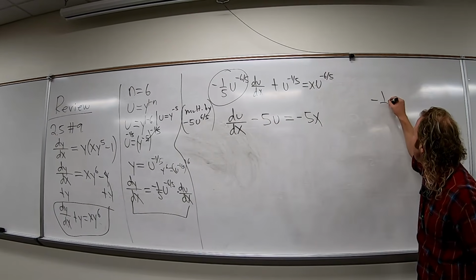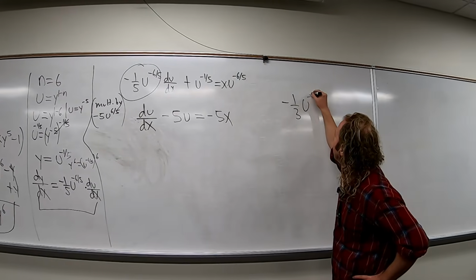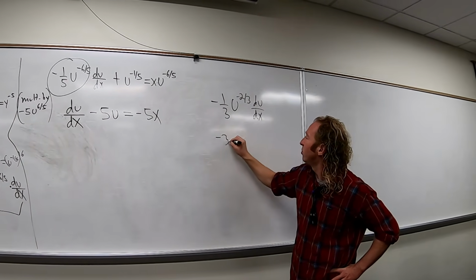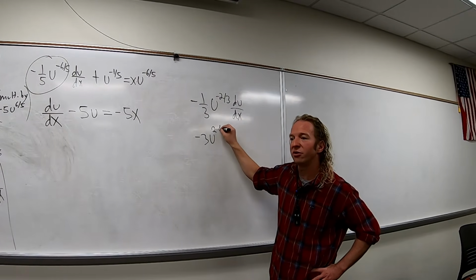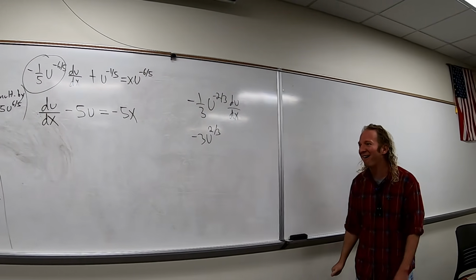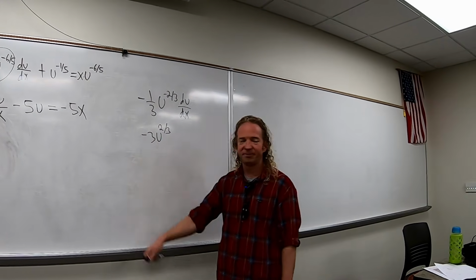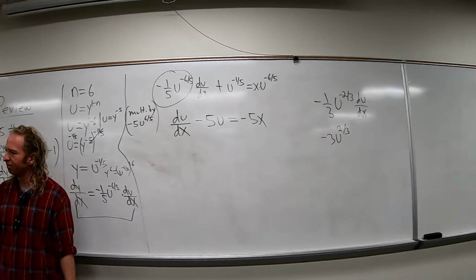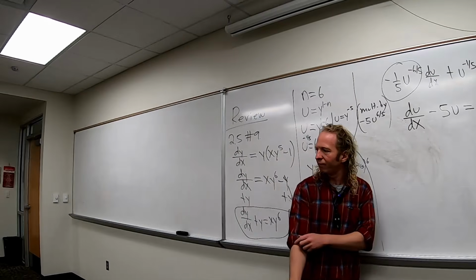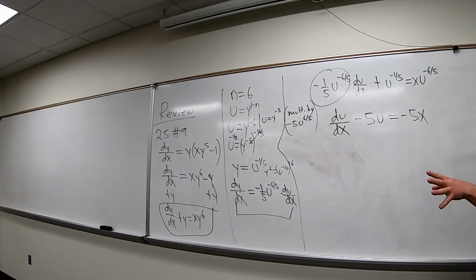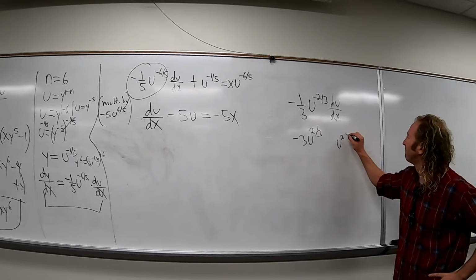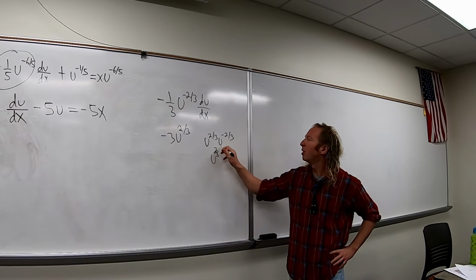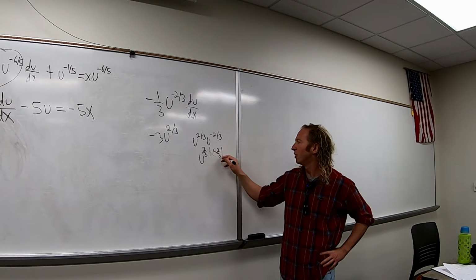So if it was this, let's pretend it was this, du dx, then you would do negative 3u to the 2/3. The 2/3 are going away because we're putting the top one on the bottom. When you multiply u together, you're not multiplying the exponents. You're adding. U to the something, and the exponents add. Yes, the exponents add. So it's 2/3 plus negative 2/3, which is u to the 0.